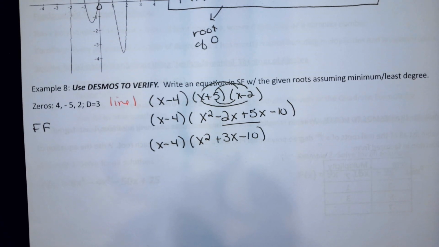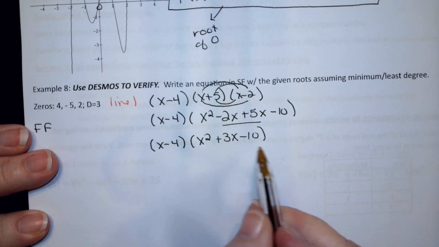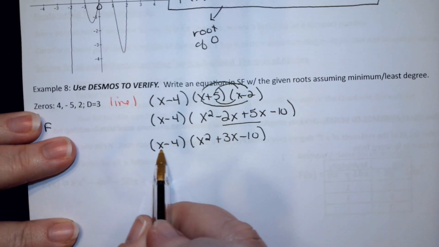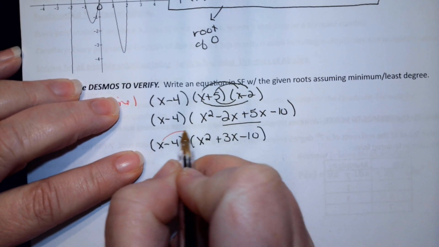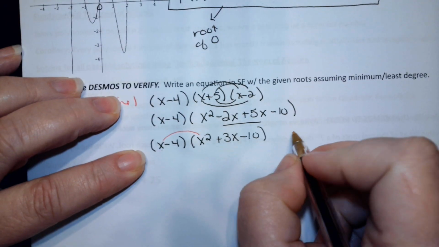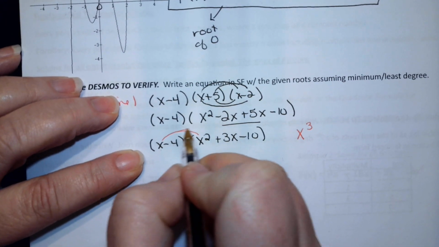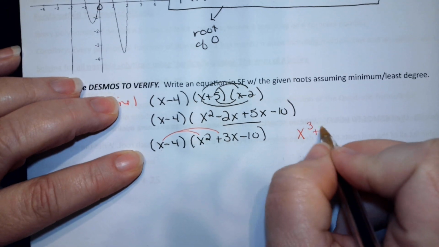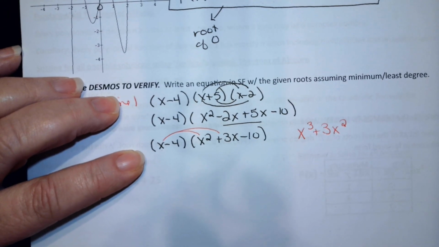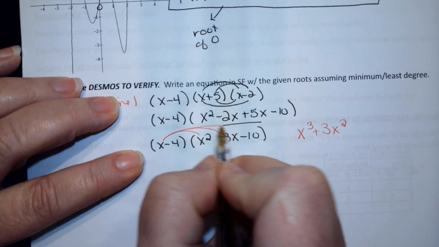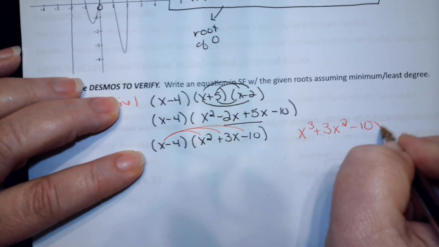For the distributive property, it says take what's on the outside and multiply it times everything on the inside. So let's start with this x here. X times x squared is going to give us x cubed. X times 3x is going to give us a positive 3x squared. X times negative 10 is going to give us a negative 10x.